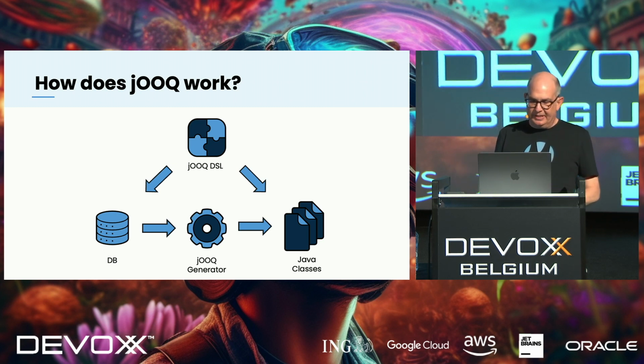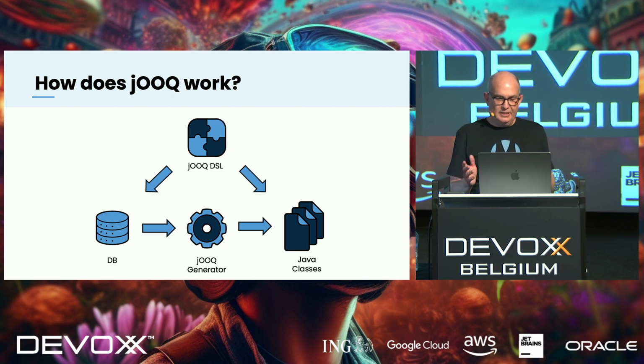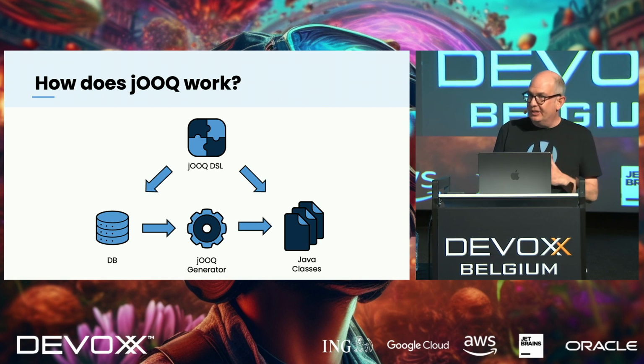So the first part that we need is the lower one. We use the jOOQ generator to create Java classes, and the Java classes are generated based on a database. Now the question is, where does this database come from?